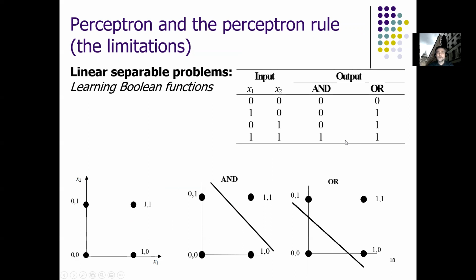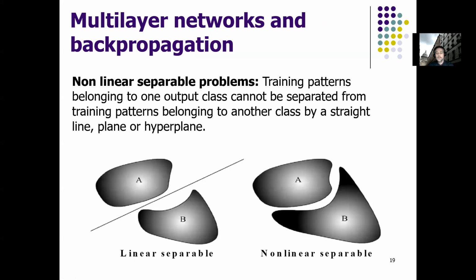Unfortunately, this situation is much more difficult when it comes to exclusive OR. It cannot be solved by the perceptron. And exclusive OR is an example of a nonlinear separable problem. We cannot separate the data points by a straight line or a plane or a hyperplane if we are talking about a high dimensional space.